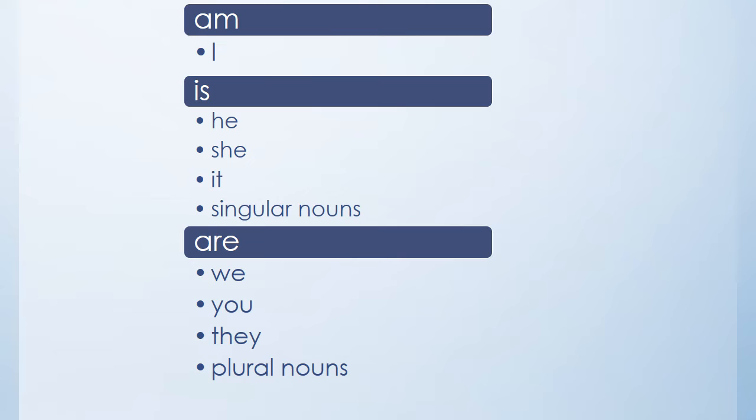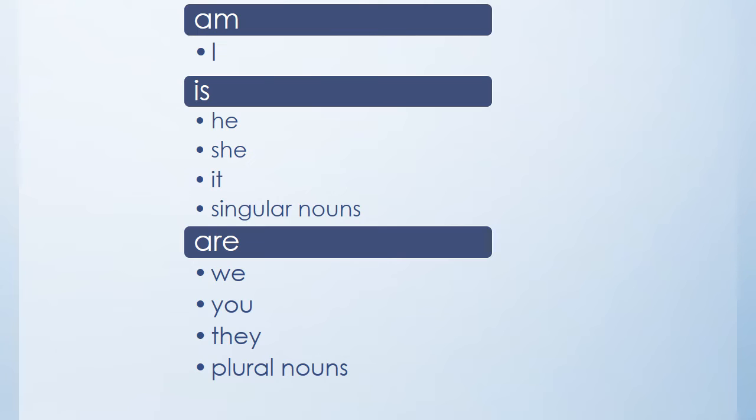Now, can you see this, children? The first word written here is am, then is, and then are. This you have to remember: with am we always use I. I am. With is we use he, she, it, and singular nouns. With are we use we, you, they, and plural nouns.